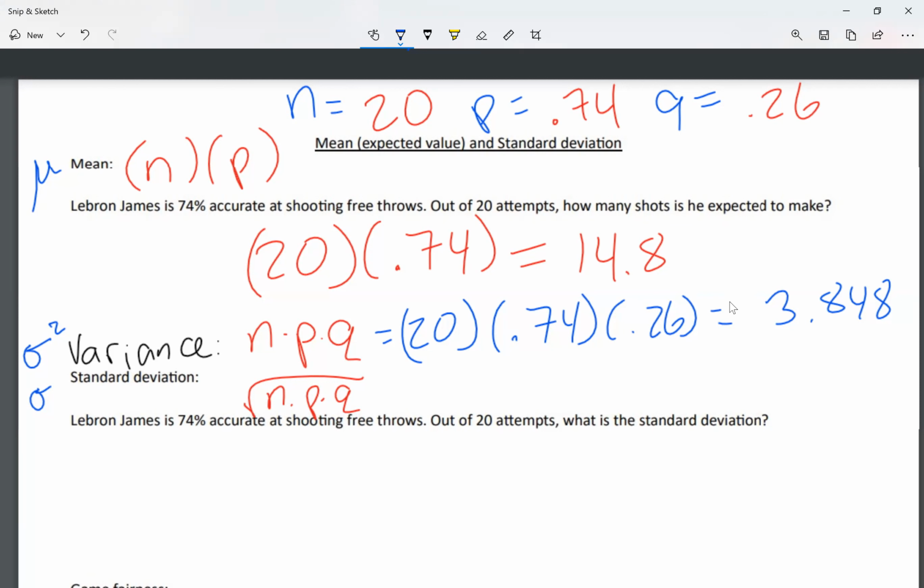Now, what's the standard deviation? Well, I'm just going to say it's the square root of 3.848. In this case, let me use my calculator, and it comes to about 1.9616 and something. Again, I will ask you to round it to 2, 3, or 4 decimal places. So make sure you read the instructions on how many decimal places I ask for.